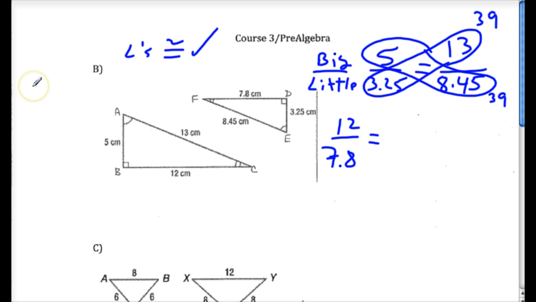It doesn't matter which one you pair it up with, because we know that these two already make a proportion. So I'm going to go with the 5 over 3.25. You totally could have done the 13 over the 8.45. Okay? Yes, sir. They're not 39? Yes, 42.